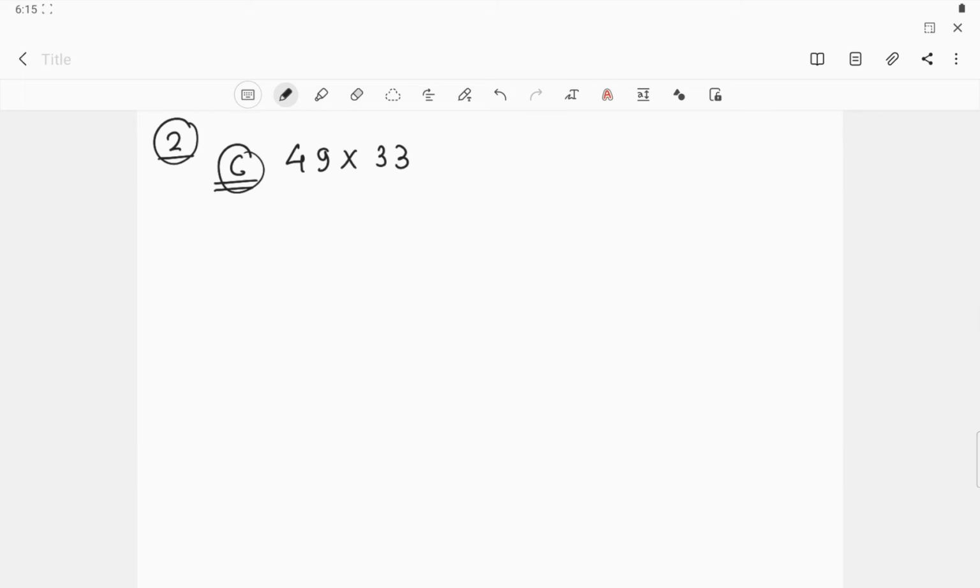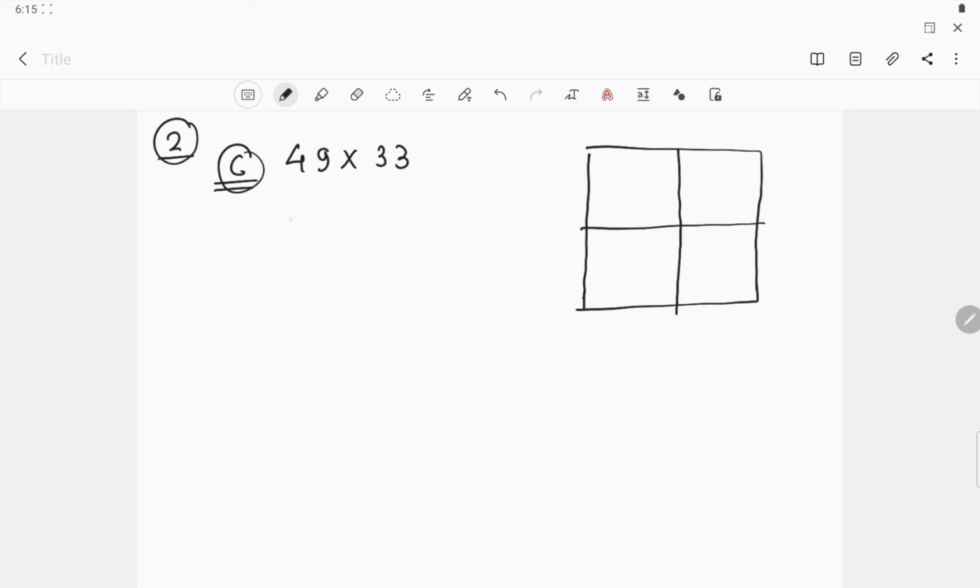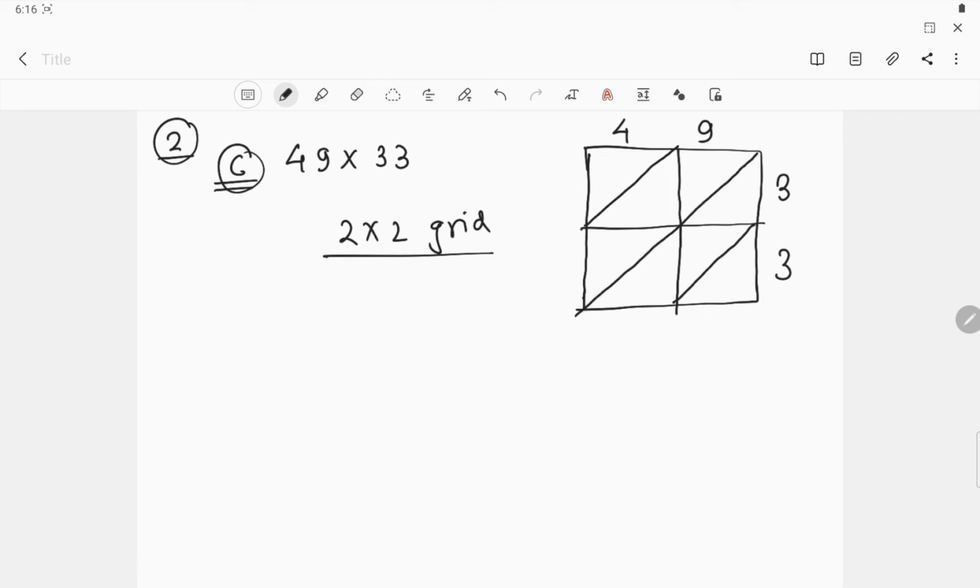That is said, multiply the following using lattice grid. So we are multiplying a 2-digit number by a 2-digit number. So I told you before that you need a 2 by 2 grid, right? You need a 2 by 2 grid because you are multiplying a 2-digit number by a 2-digit number. Now write down the number along these grids. First of all, you have to write the 49 row wise and 33 column wise or vertically. Now draw the diagonals. Yes, I have drawn.